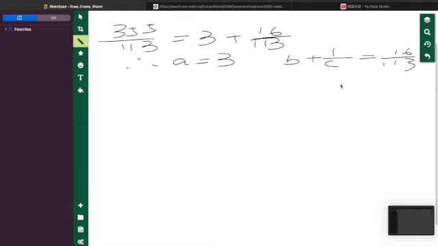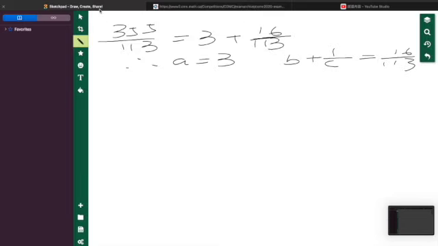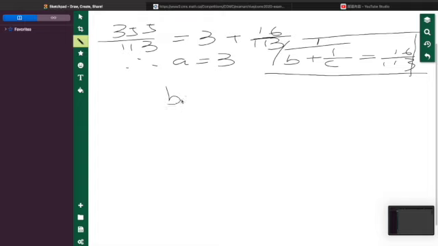Wait, what? Oh, I think I have made a careless mistake here. I forgot to add 1. That's why I can't solve it. So after I identify this, let's then continue.